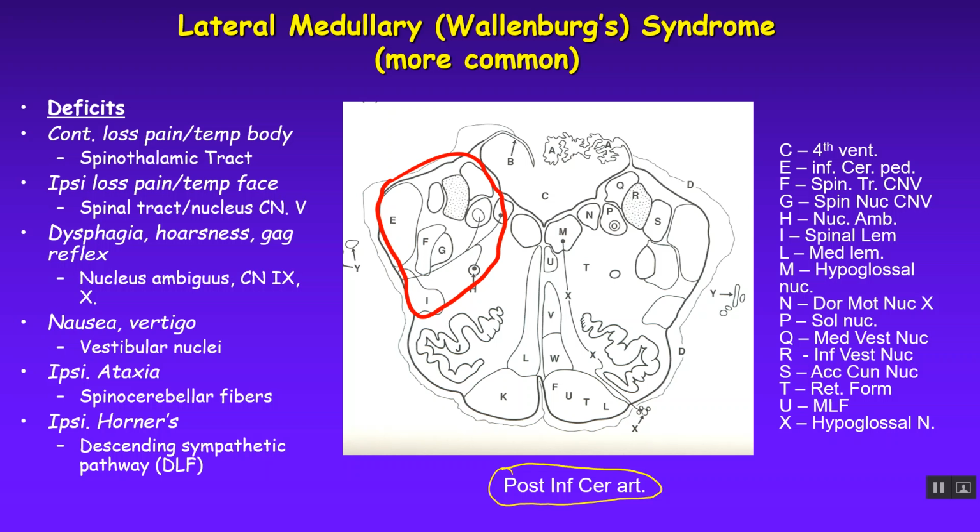Ipsilateral loss of pain and temperature from the face. This is the spinal nucleus and tract of the trigeminal nerve. So information came in just above this, in the pons. It's coming down and making connections, but it's getting blocked. So you're blocking pain and temperature coming in from the same side of the face as the lesion. In this case, the lesion is on the right, and the loss of pain and temperature for the face would be on the right, but we have loss of pain and temperature from the opposite side of the body. So this is that dissociated sensory loss.